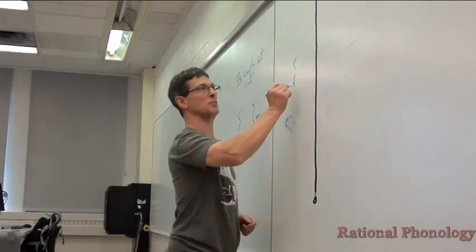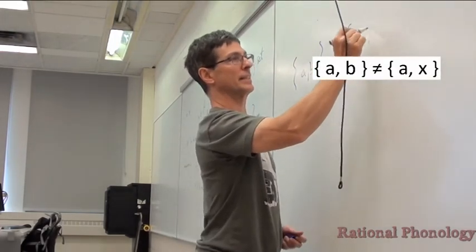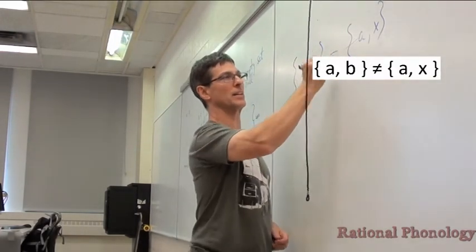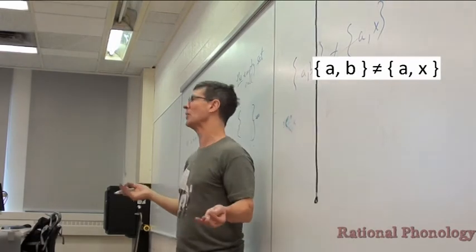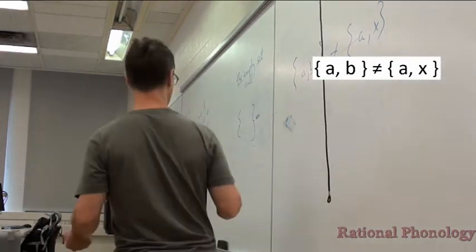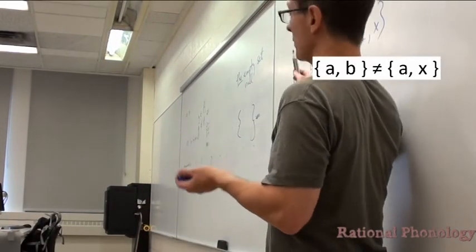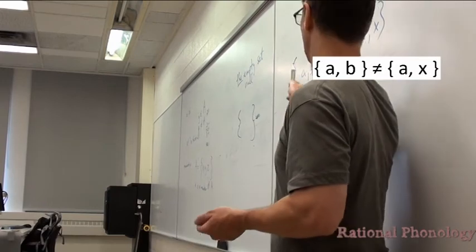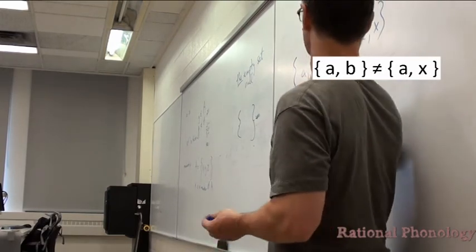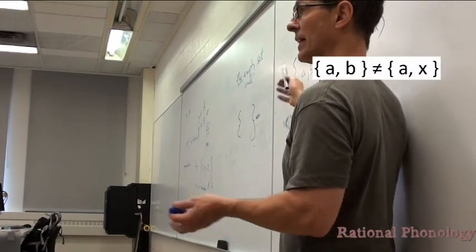Here's why. If I have two sets, the set that contains A and B, and the set that contains A and X, and I say this set doesn't equal this set, how do you know that they're different? Since membership is all that matters, all I have to do is find something that's in one of them and not in the other. B is in here, but it's not in here, so they can't be the same set. X is in here, but it's not in here. They can't be the same set.